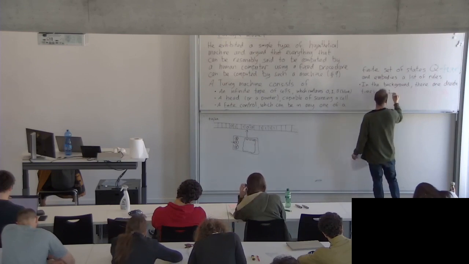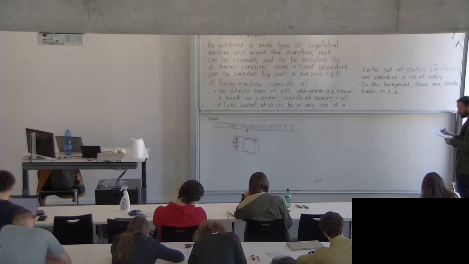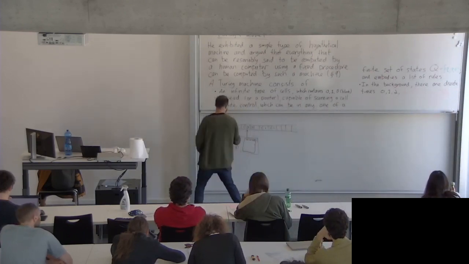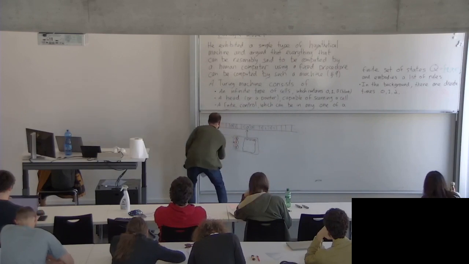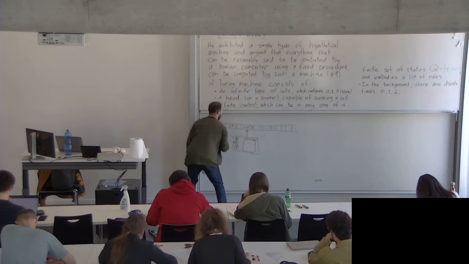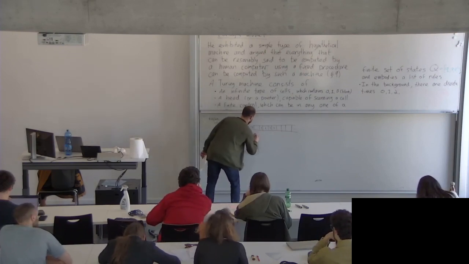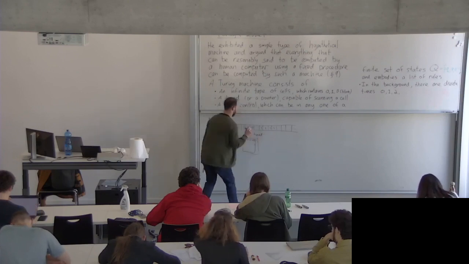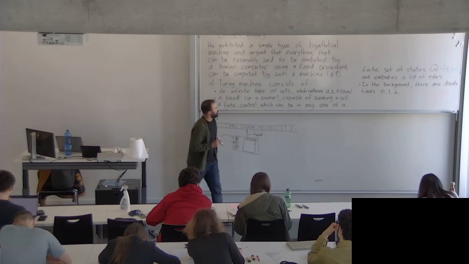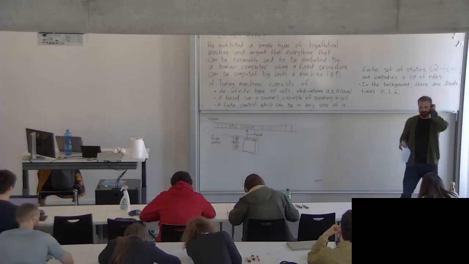Zero, 1, 2, and so on. Oh yeah, this is my finite control. This is my list of rules, it's written. This is my head. It's not mine, but it's the Turing machine's. Okay, any questions for now?